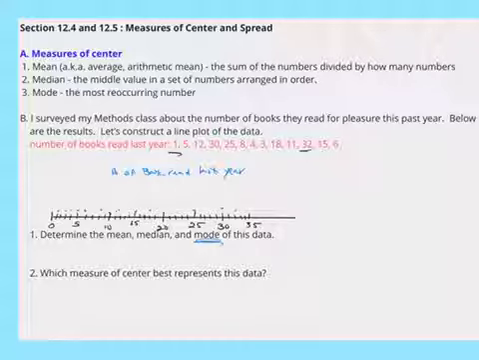Let's take a look at mode first. Mode would be the most reoccurring number, and I see that I don't have any repeats here. I have every dot value is just at a single layer. So I really don't have any modal numbers, so I have a mode of none.